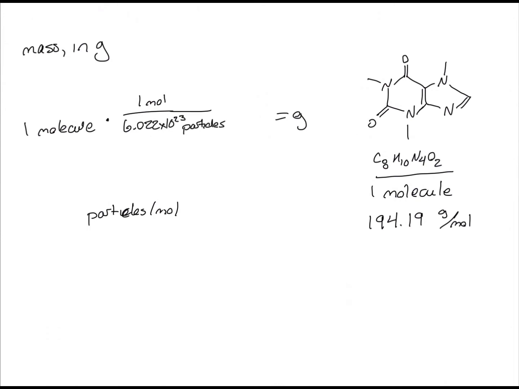Now we are in moles because we can cancel out molecules and particles since they're the same thing. We'll just need to use our molar mass to convert from moles to grams. And that is 194.19 grams per mole. Cancel out moles. And what we have here in our units is grams equal to grams. So if we do this calculation, it's just 1 divided by Avogadro's number times 194.19 grams per mole. The answer we get is 3.23 times 10 to the negative 22nd grams. That's the mass of 1 molecule of caffeine. Right there. Now we can work a problem in the other direction.